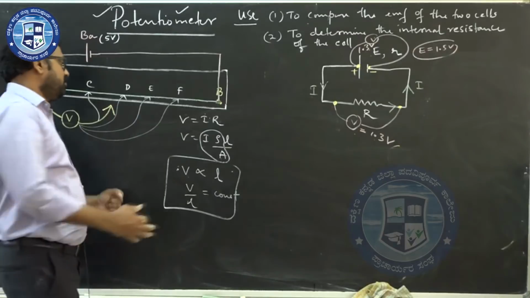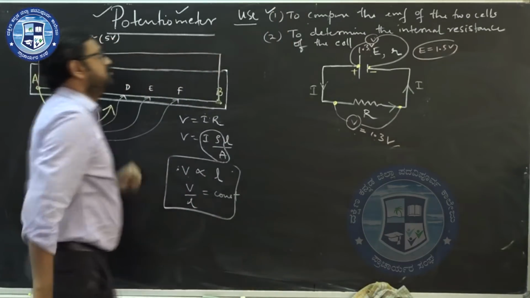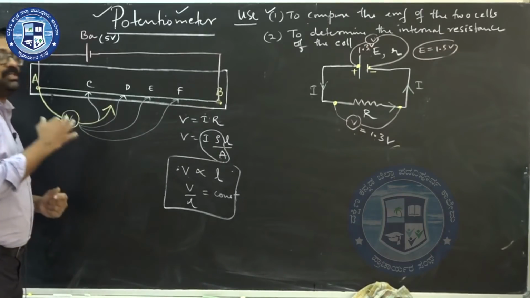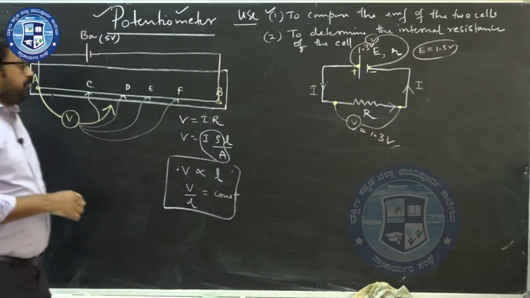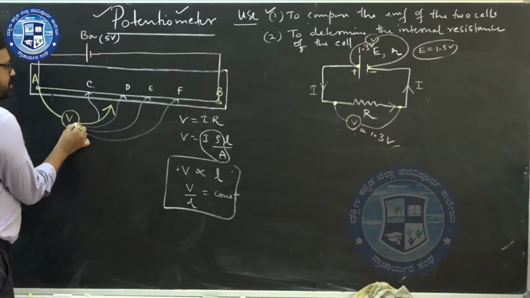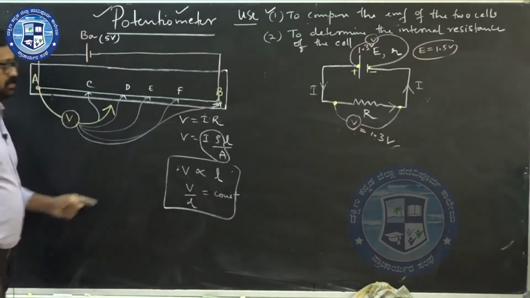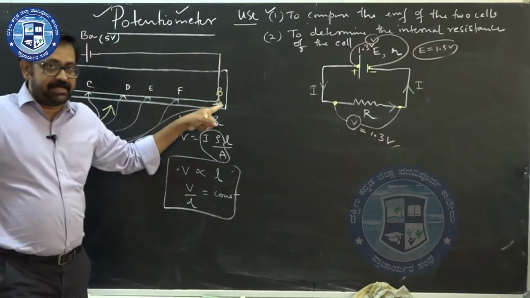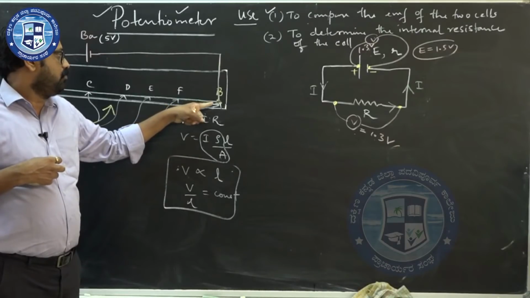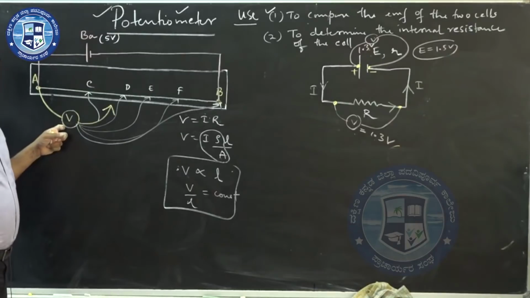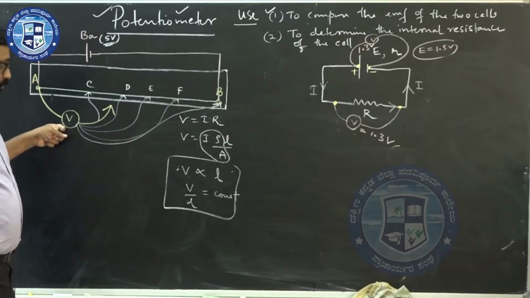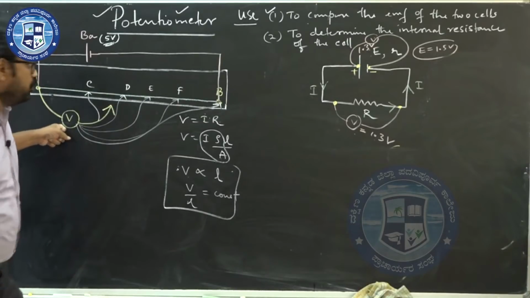Okay. So with this basic principle, let us start our discussion with reference to the first experiment, to compare the EMF of the two cells using a potentiometer. And one more thing I forgot to tell you. When I keep a sliding contact in contact with the wire at B, what will the voltmeter read? Does it read 5 volt? No. It will read less than 5 volt.